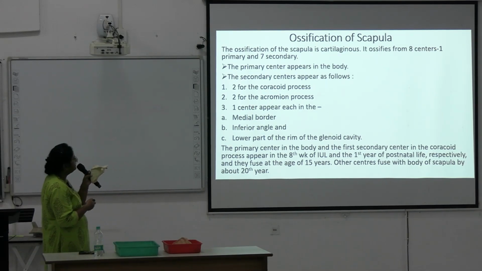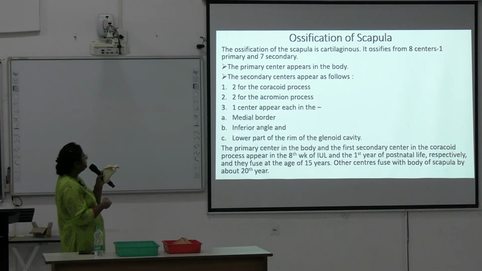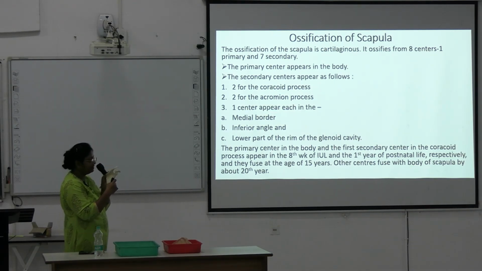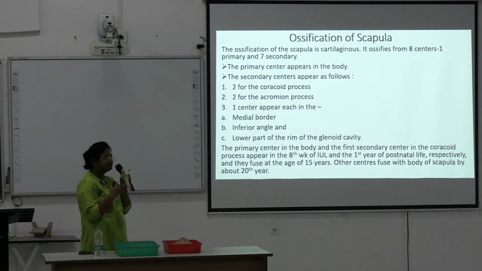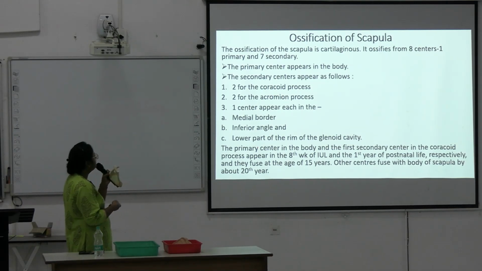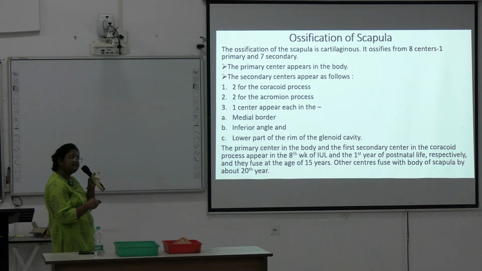So the secondary centers are 2 for the coracoid process, 2 for the acromion process, and 1 center each in the medial border, the inferior angle, and the lower part of the rim of the glenoid cavity. Medial border, inferior angle and lower part of the rim of the glenoid cavity, 3 centers. So in total there are 8 centers, 1 primary and 7 secondary.